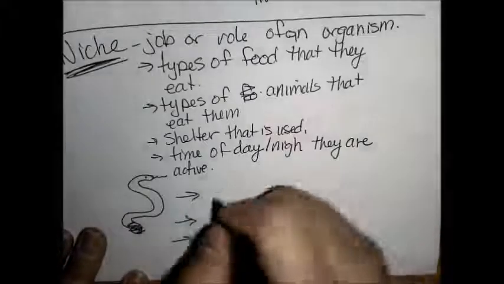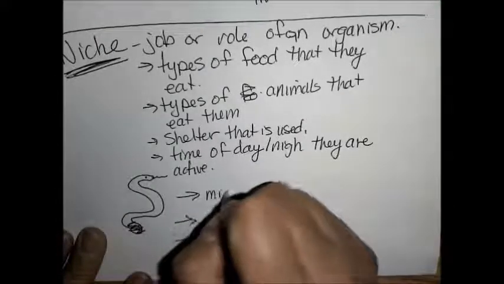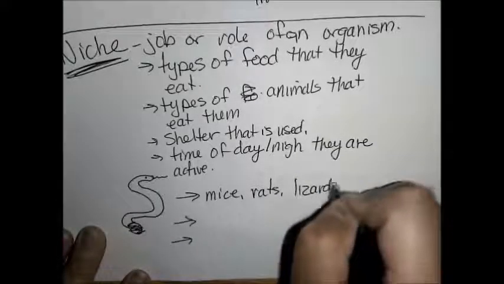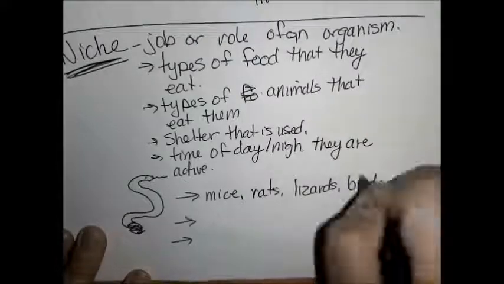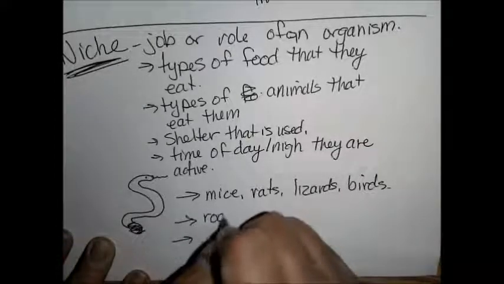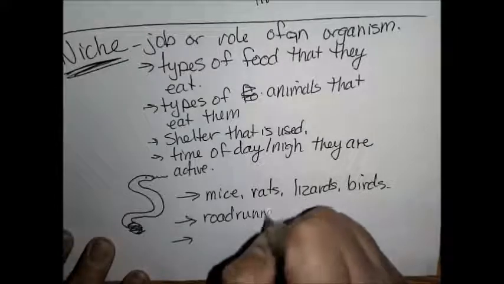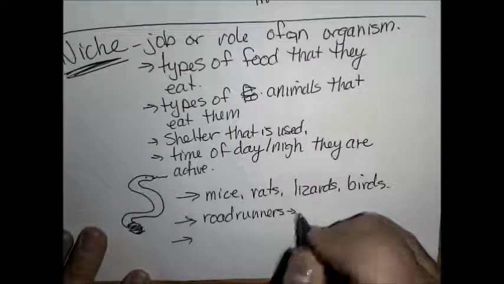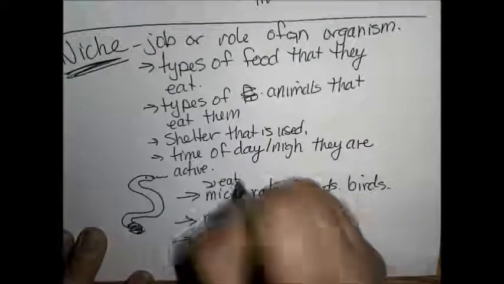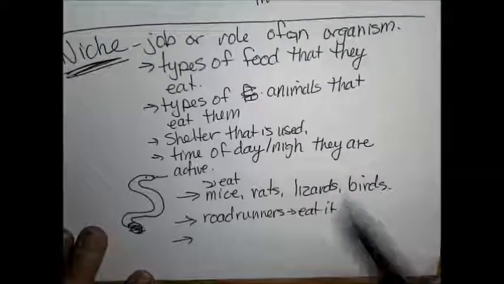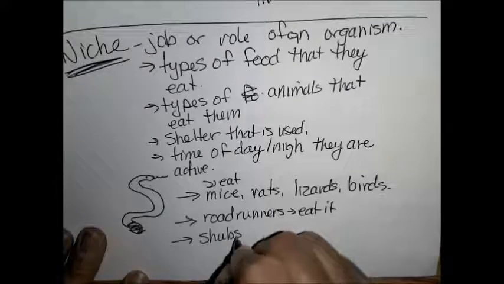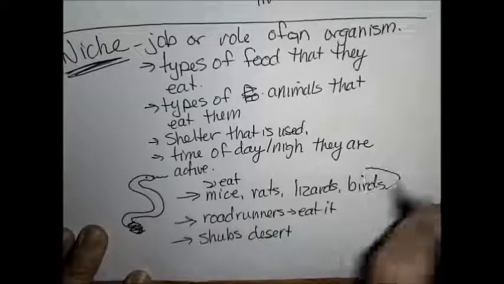So if I'm looking at a rattlesnake, the kinds of things it's going to eat are little mice, rats, lizards, small birds. What is going to eat it are roadrunners. They're bigger birds. So I'm looking at a predator-prey kind of relationship here. Where does it live? It lives in shrubs in the desert. That is its role.